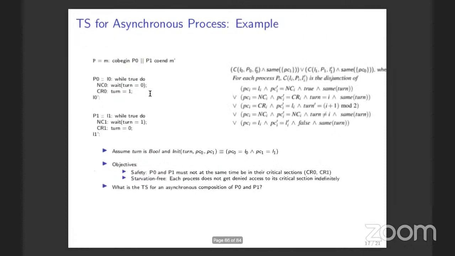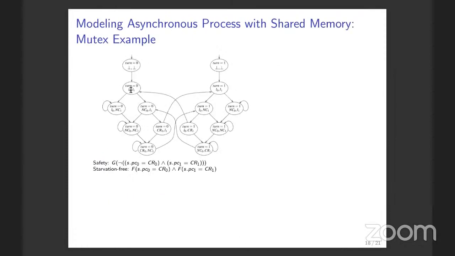Because you see this part going from L0 to NC0 is unconditional. But since I'm choosing one process, I can do this or this, yeah? And that turn is equal to 0. Similarly, I'll have a copy of exactly this part with turn is equal to 1.